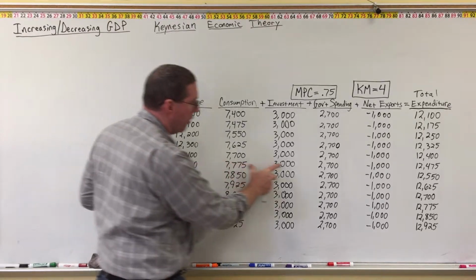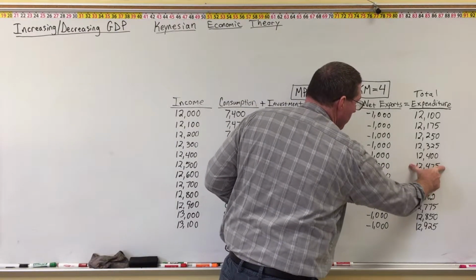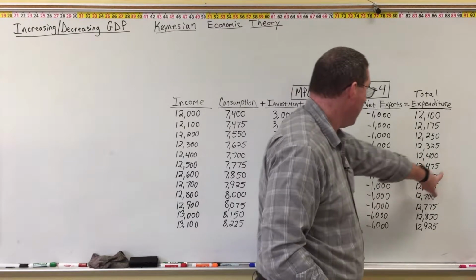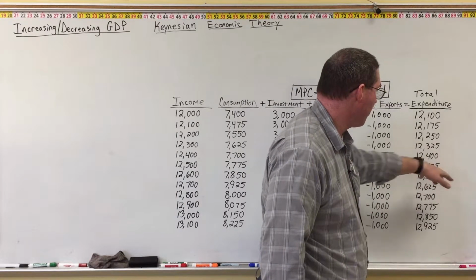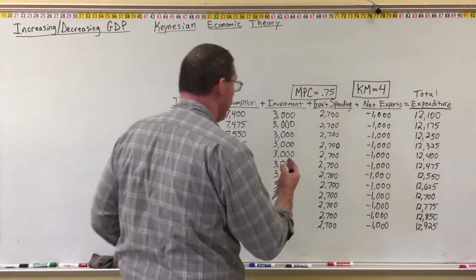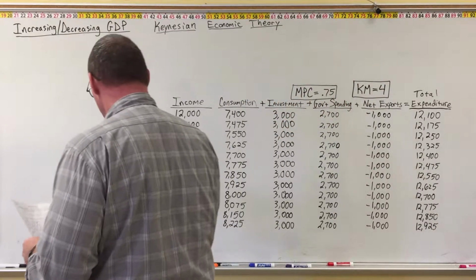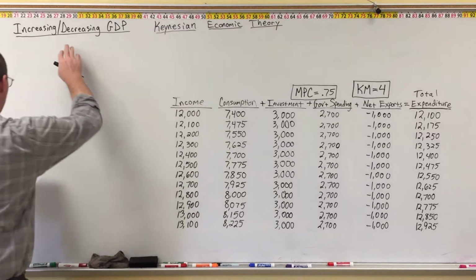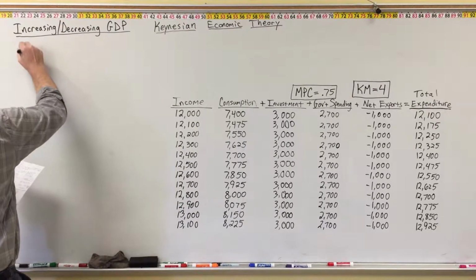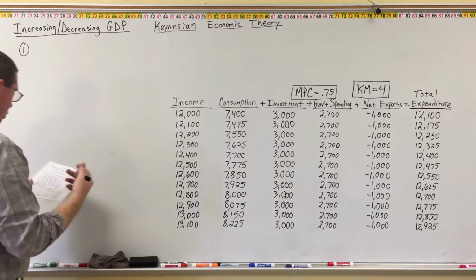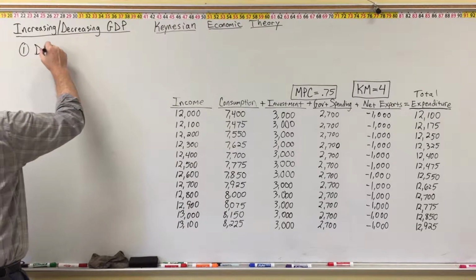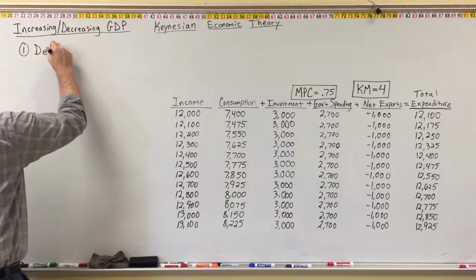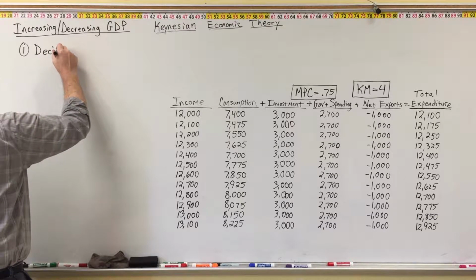Now at 12,500, we are not currently in equilibrium, right? So we need to figure out what it is that's going to change to put us into equilibrium. Okay, so here's what you're going to do. The first thing you're going to do is decide what you want the new GDP to be. Well, how much you want to increase it by.